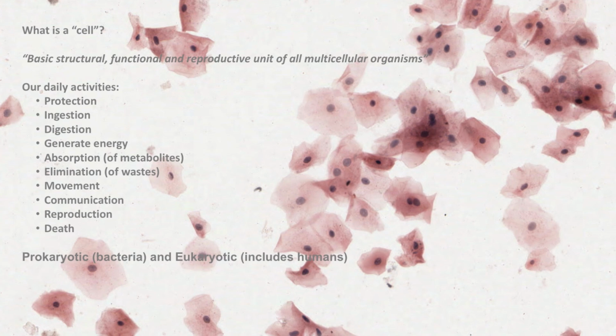There are two sorts of cells. There are the prokaryotes, which include bacteria, and there are the eukaryotes, which include human cells. I'm only going to refer to the eukaryotes, or cells that are typical of the human species and other animal species as well. The eukaryotes are far more complex than the prokaryotes.